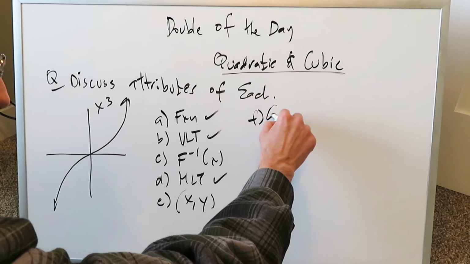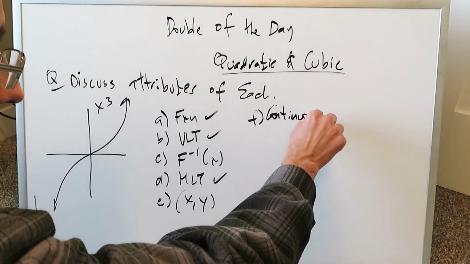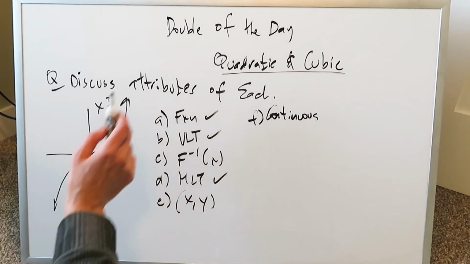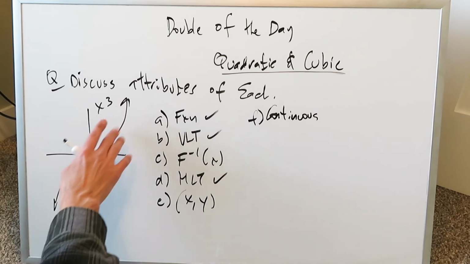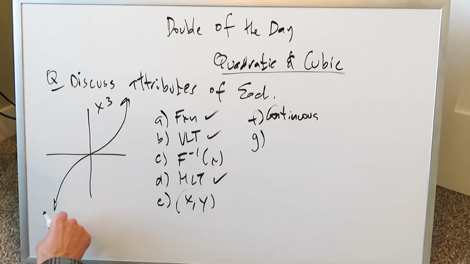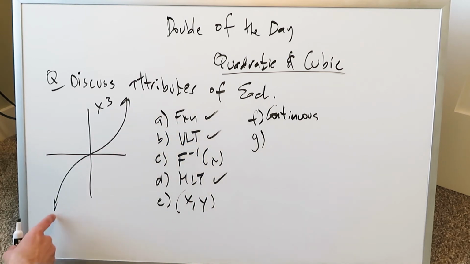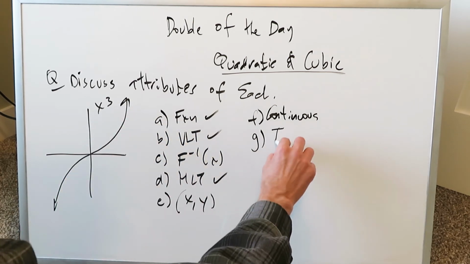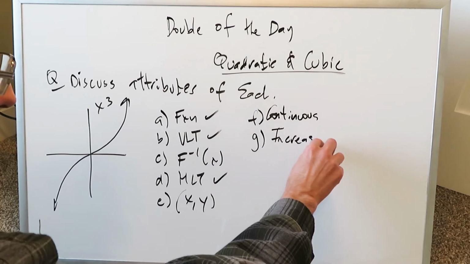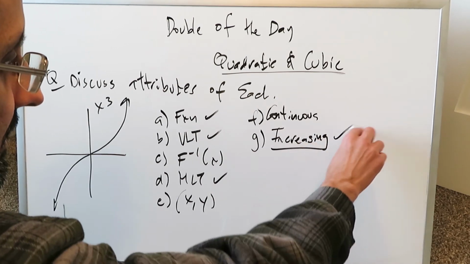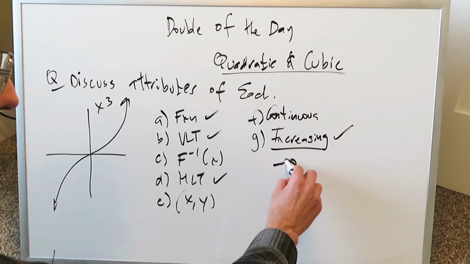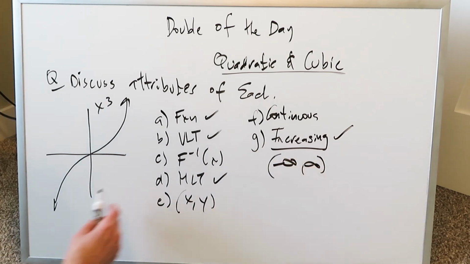It is definitely continuous. You can trace this entire curve without lifting your marker. There's no break in it. There's no discontinuity in it. There's no decreasing function. It is entirely an increasing function. If you trace it from this point up here, it's always increasing and it's never decreasing. So it's always just an increasing function only, and it's increasing from minus infinity to positive infinity.